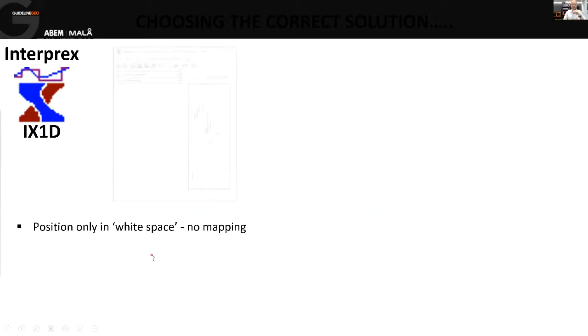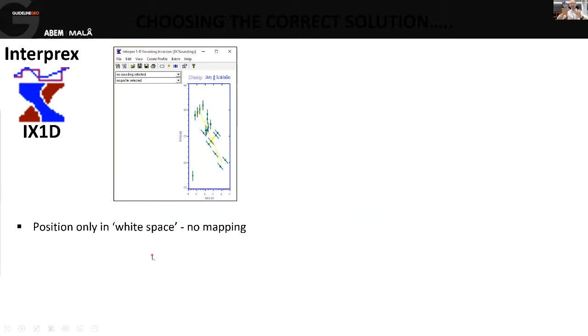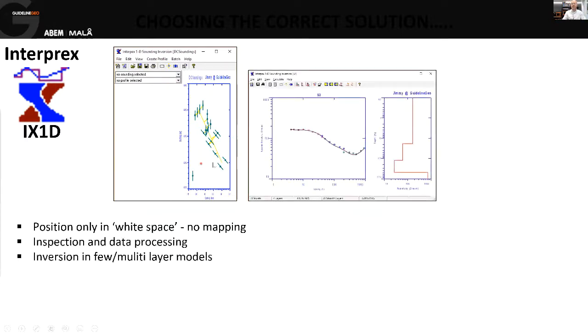So Interprex, we get to see our soundings in relation to each other. So we get to see a top-down view of where they're all positioned, but it's just in white space. However, we can edit our data, we can invert our data, we can change the model. So that's everything that we would expect from inversion software.